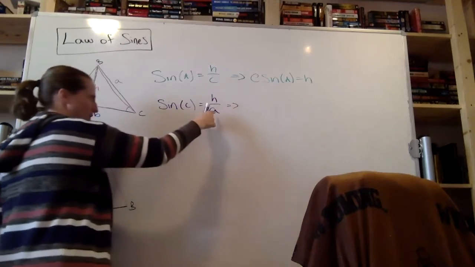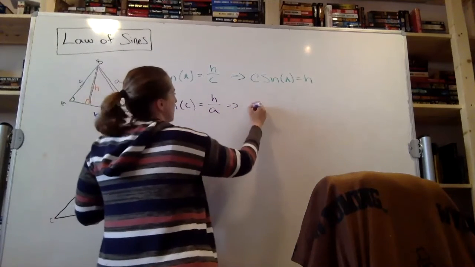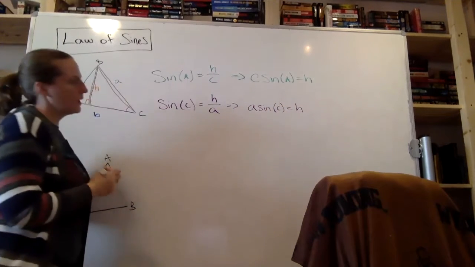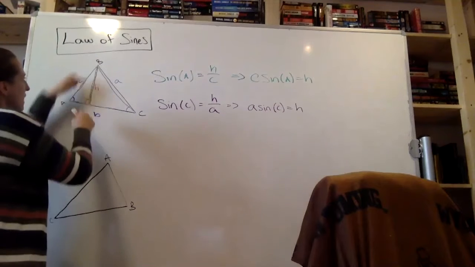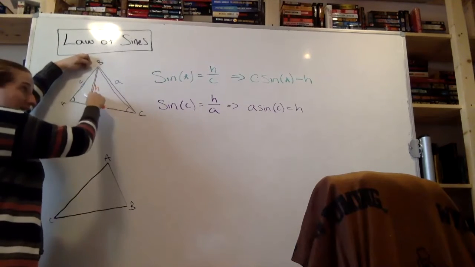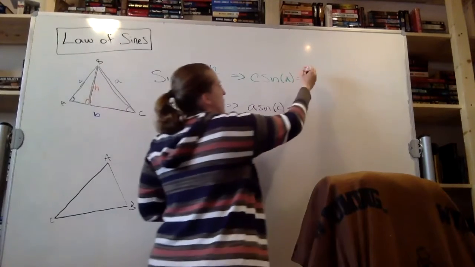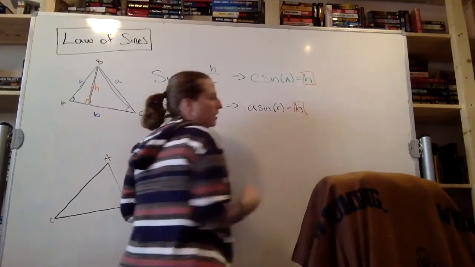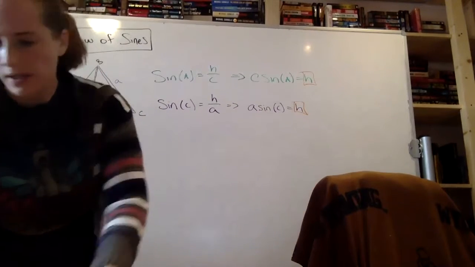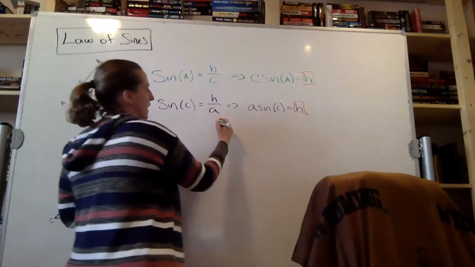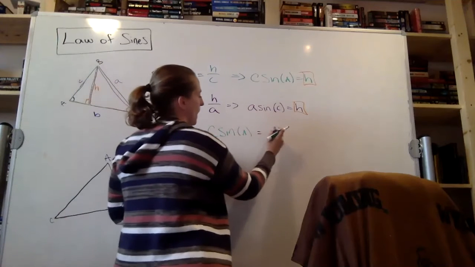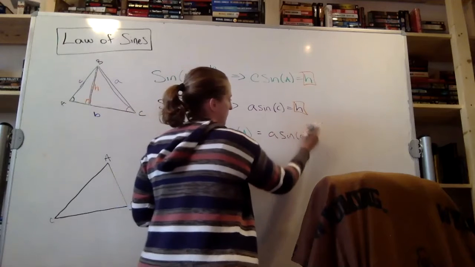Solving this, or getting rid of the fraction by multiplying both sides by A, gives me A sine of C equals H. Okay. Now notice, in this triangle, H doesn't change, right? If we're thinking about this little triangle or this little triangle, green or purple, our length H is the same. In other words, this H and this H are exactly the same. That means I can equate these two equations because they're both equal to H. In other words, I can write C sine of A has to equal A sine of C.